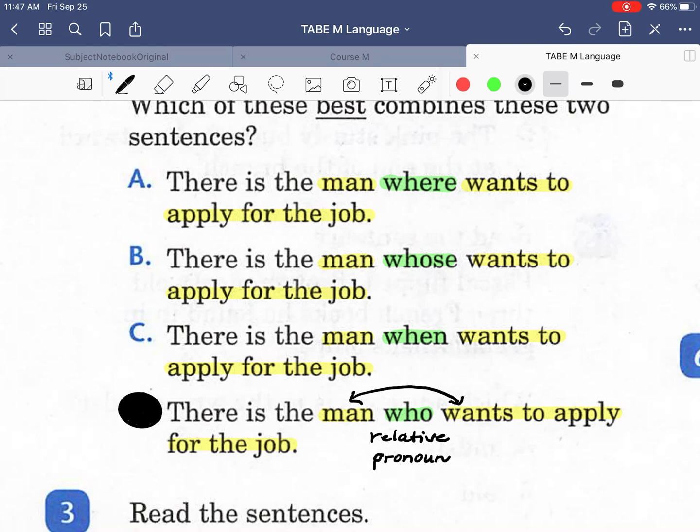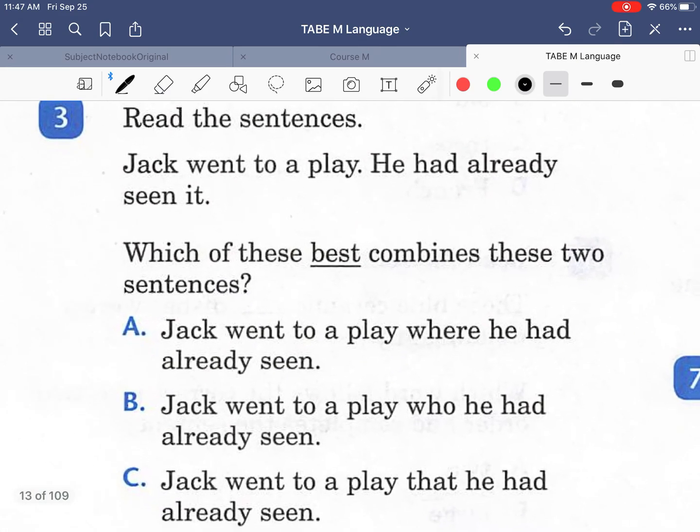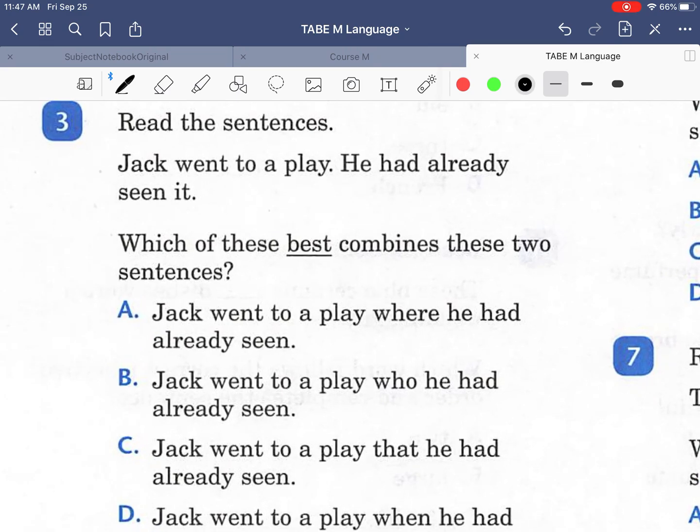So, number 3, read the sentences. Jack went to a play. He had already seen it. Which of these best combines these two sentences? So we're going to do our combining right in here. So let's look down through here and see what's right in there.